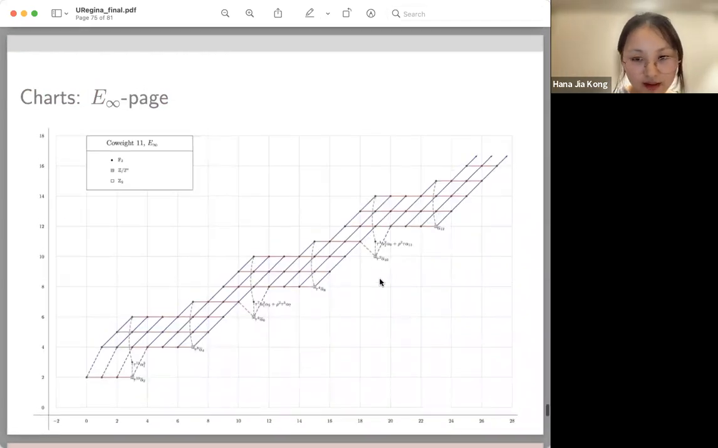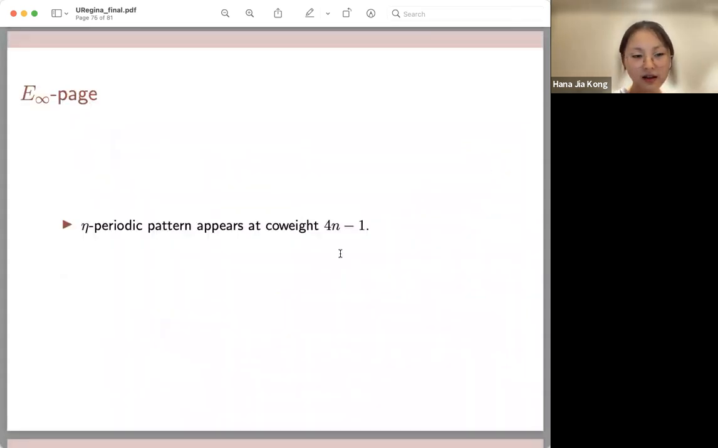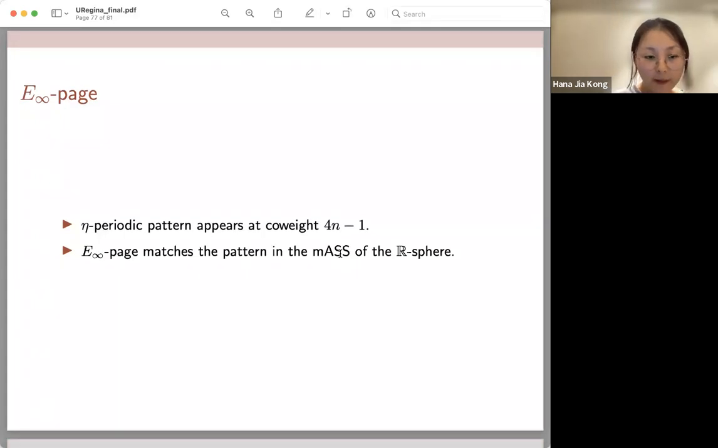So, yeah, and also you have these arrows, these eta periodic classes, and that is co-weight 11. And actually the eta periodic pattern appears at co-weight 4 and -1 for every n. So when n is 3, that is co-weight 11. And it matches the classical image of J pattern. And the E infinity page matches the pattern in the motivic atom spectral sequence of the R-motivic sphere.